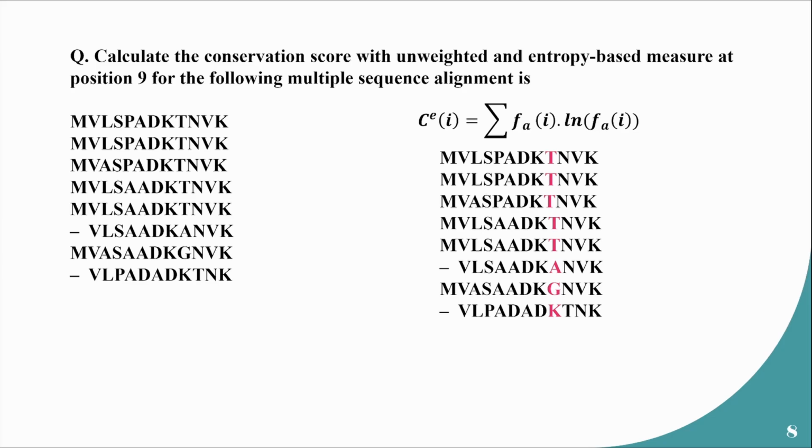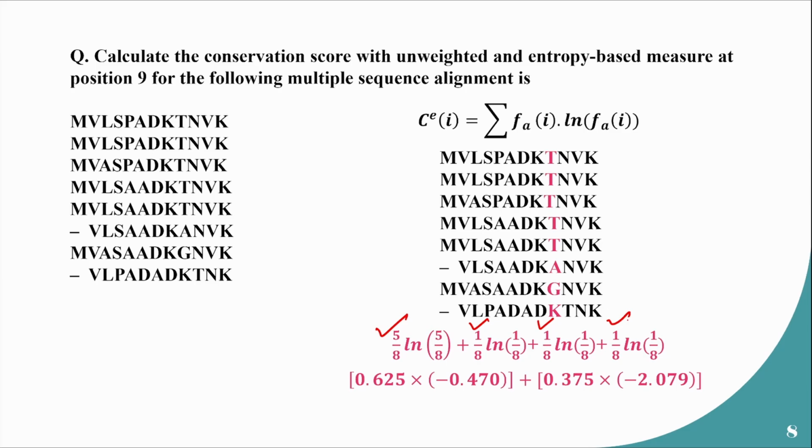Since threonine is present 5 times, you have to do something like this: 5 by 8, because for position 9 we are calculating, that is a total of 8 sequences, right? So for threonine, 5 times it is present at position 9. So you have to do 5 by 8 times ln 5 by 8. And then for alanine, glycine, and lysine, we do just 1 by 8 ln 1 by 8, 1 by 8 ln 1 by 8, 1 by 8 ln 1 by 8. So in total, if we calculate it out, it will give us something like minus 1.073, or minus 1.07 if we take up to two decimal places, right?